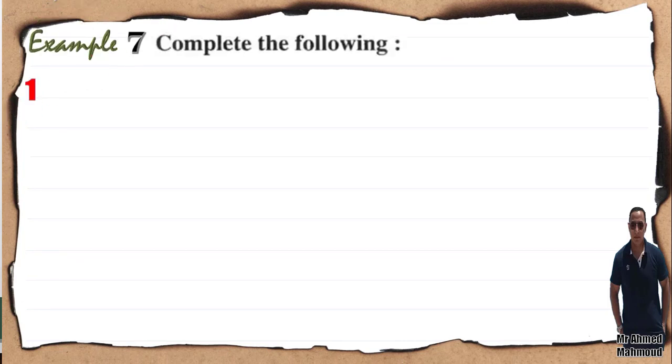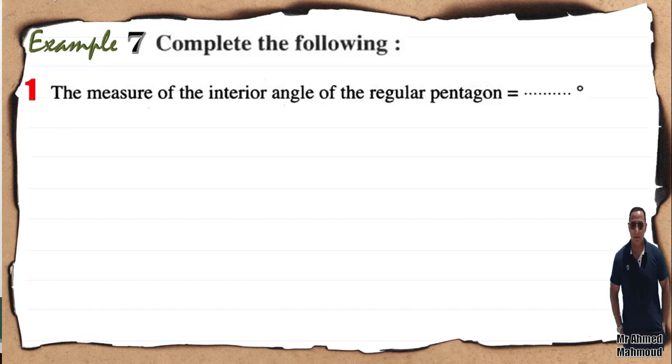This is a complete question. Number 1, the measure of the interior angle of a regular pentagon. Okay, here the measure of interior angle, we need one angle only of a regular pentagon. Pentagon means 5. So the angle equals what? 5 minus 2 times 180 over 5. It's equal to 108.